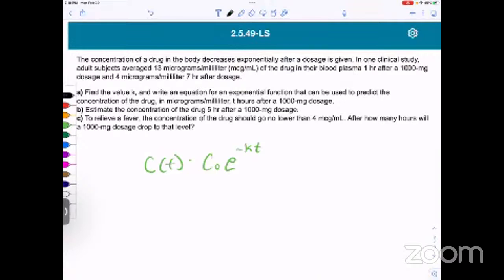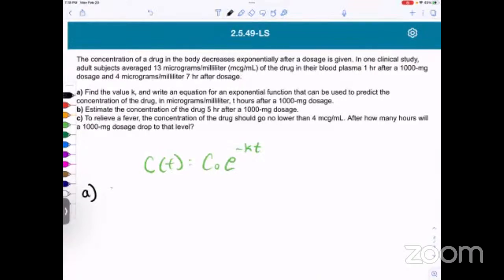We're asked to find K, so we know we're trying to solve for K. I'm going to put a question mark for that. Concentration of drug, t hours after a 1,000 milligram dosage. The concentration of a drug in the body decreases exponentially after the dosage is given. In one clinical study, adult subjects averaged 13 micrograms of the drug in their blood plasma. So that's the concentration, at 1 hour.